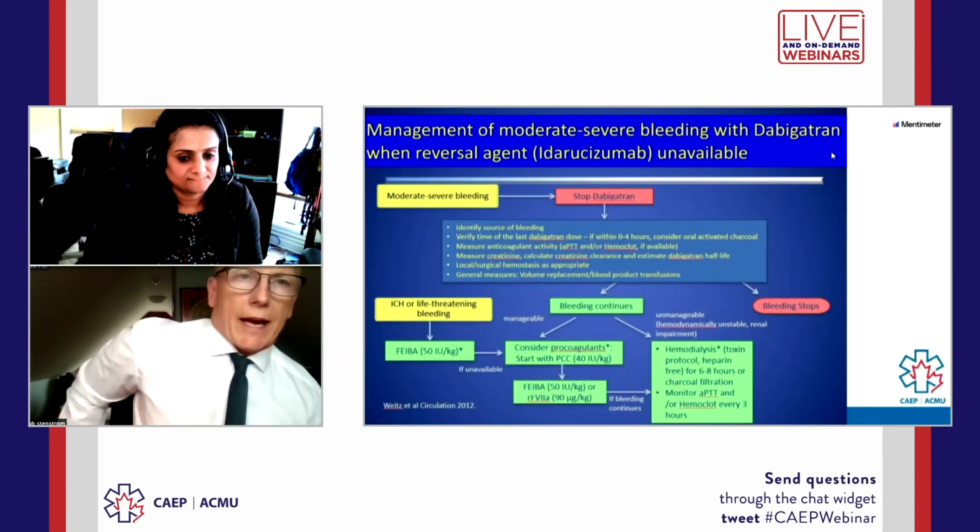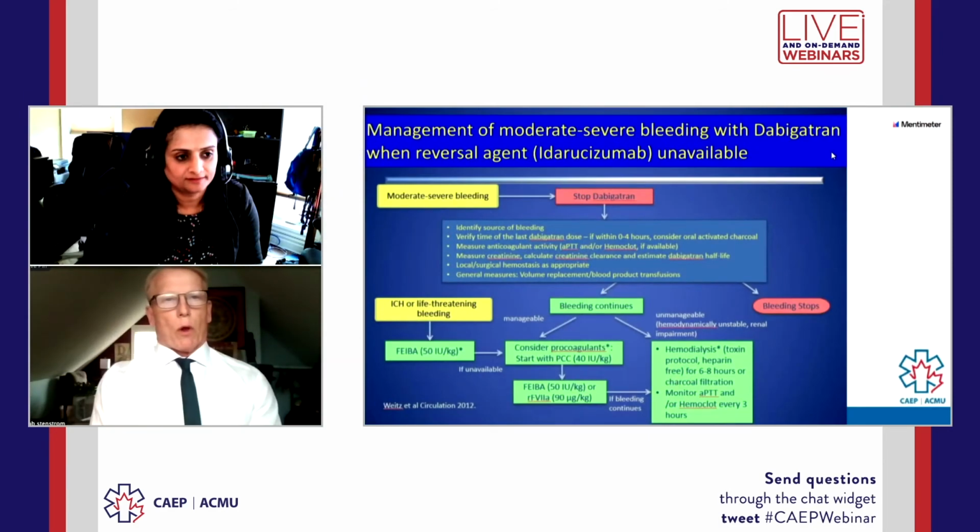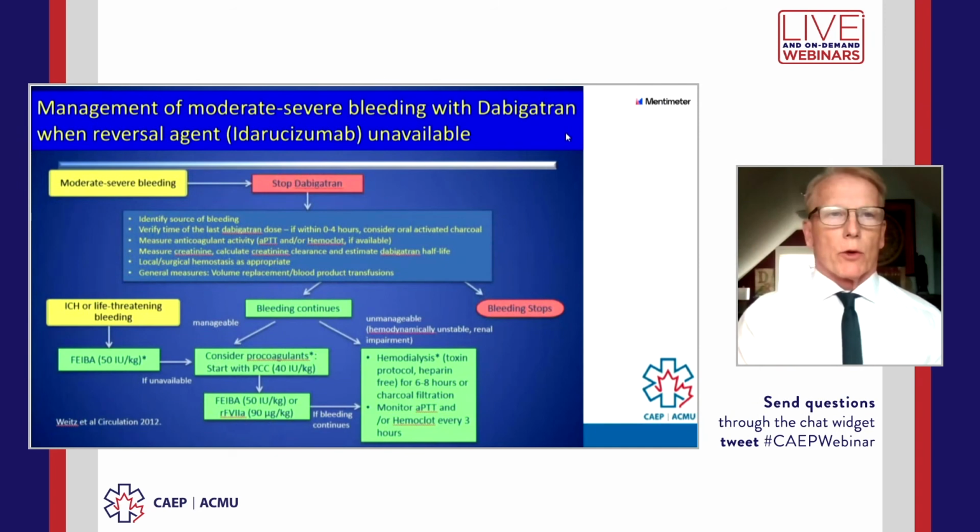So this is basically a flow chart that we won't go over. It's a little too busy, but it shows what you're going to do when you're faced with a patient on dabigatran but you don't have access to idarucizumab.